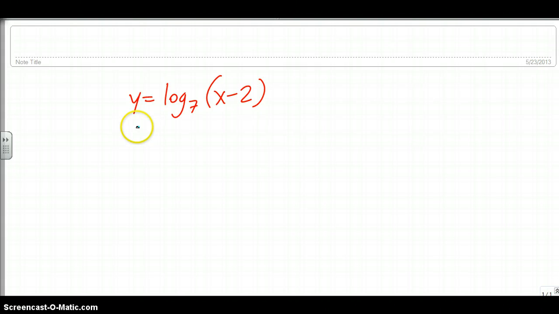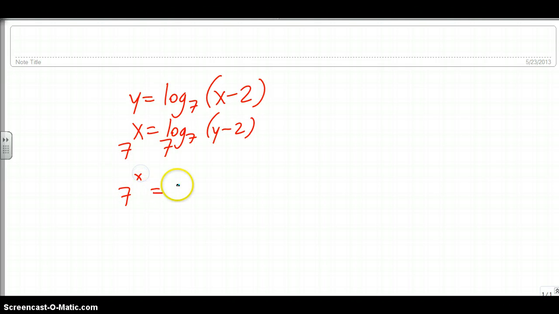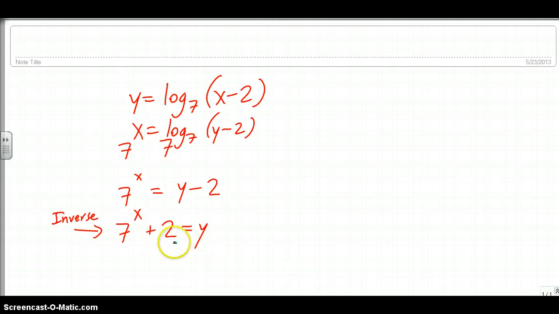The way I do this is I switch the x and y, and I'll show you why here in a second. I bump the base since it's 7, so it'll be 7 to the x equals y minus 2. Then I add 2, 7 to the x plus 2 equals y, okay? I just rearrange this. This is actually the inverse of what we started with, okay? And the cool thing about inverses is if I can graph the inverse, I can flip the x and y's to graph this. So I'm going to make a t-table for this now.